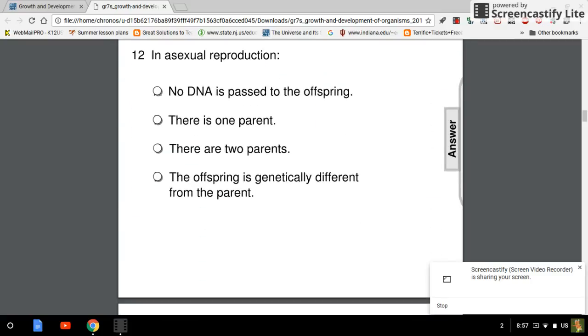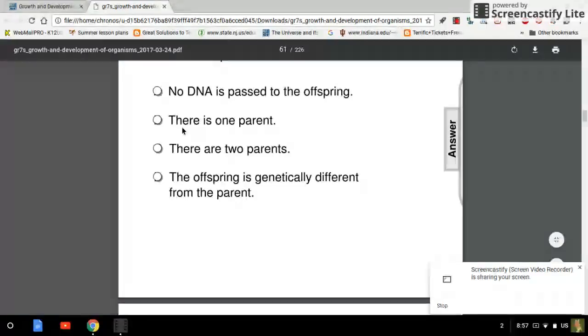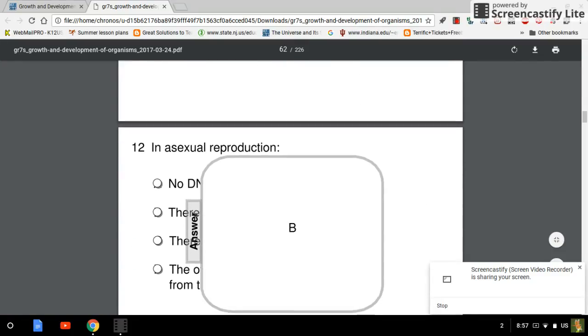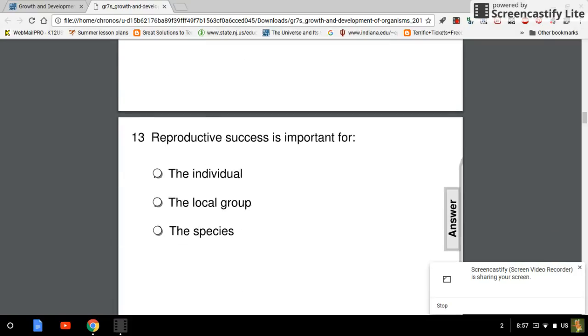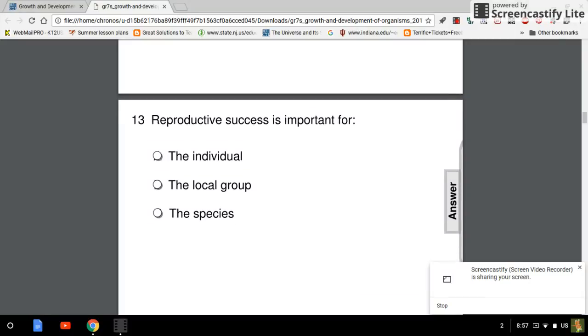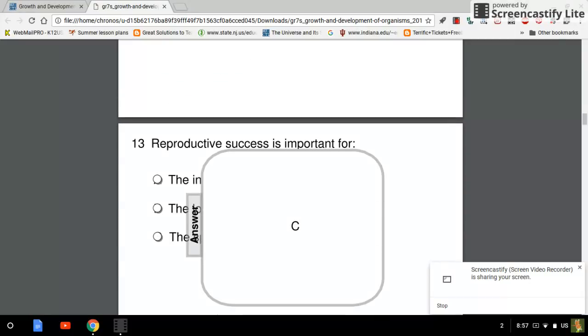All right, let's answer question 12. In sexual reproduction, is it no DNA is passed to the offspring? There's one parent, there's two parents. The offspring is genetically different. The answer is B. Please circle it. Reproductive success is important for the individual, the local group, or the species. The answer is C, the species.